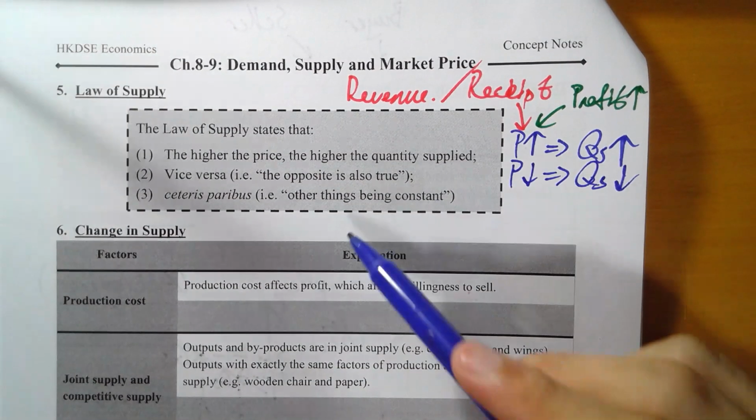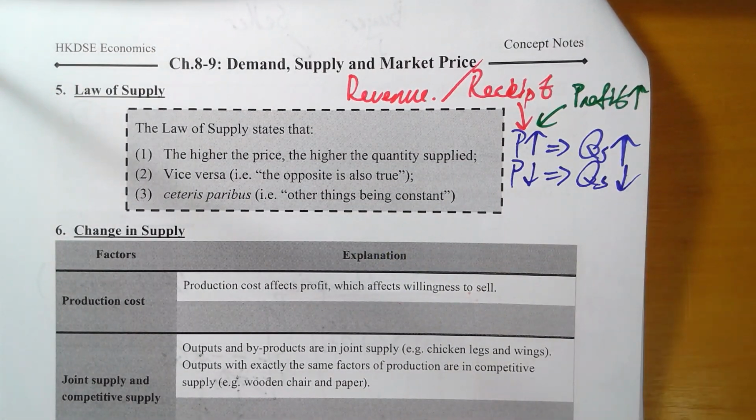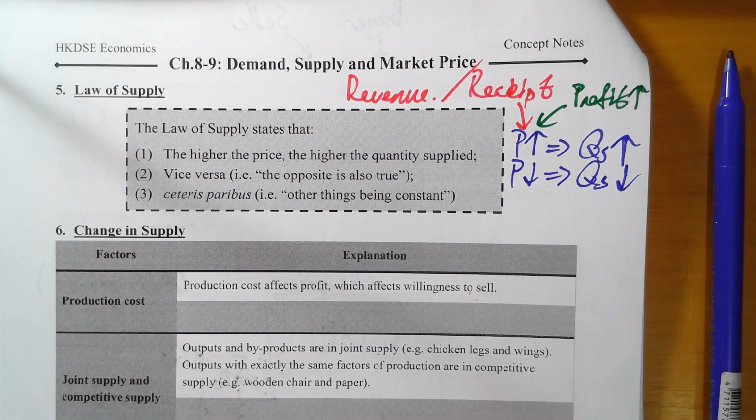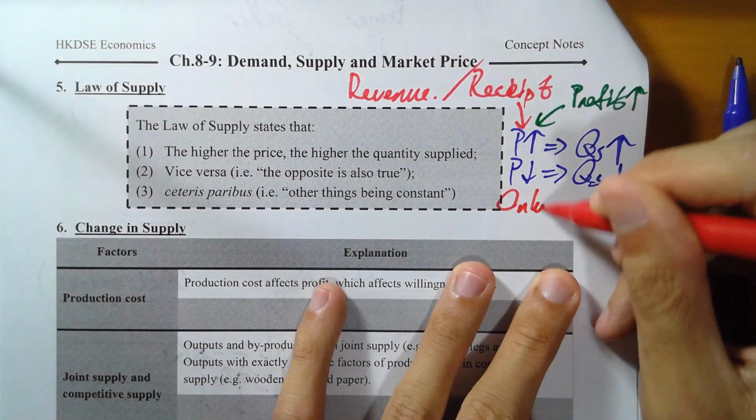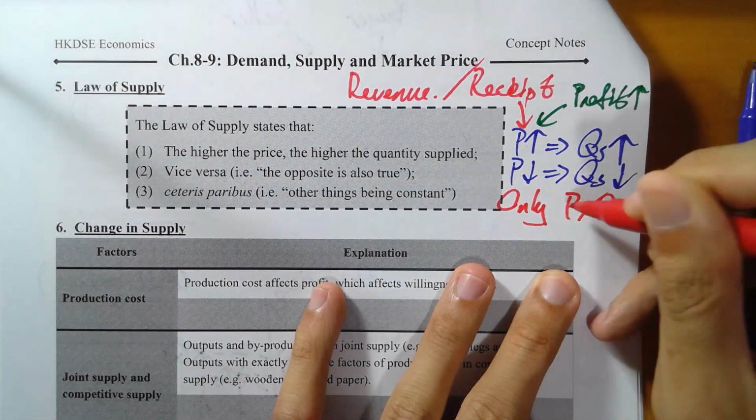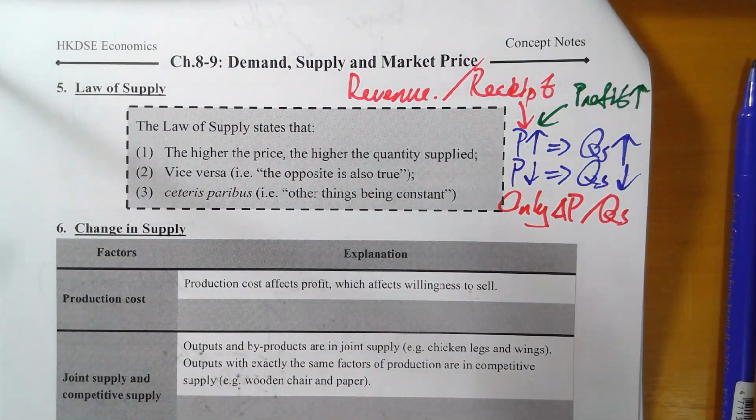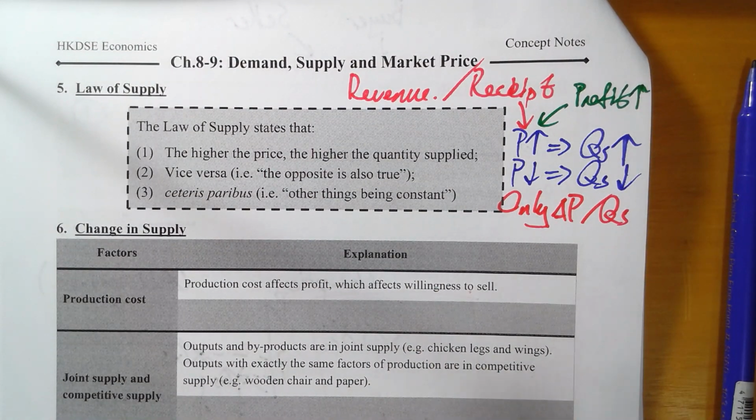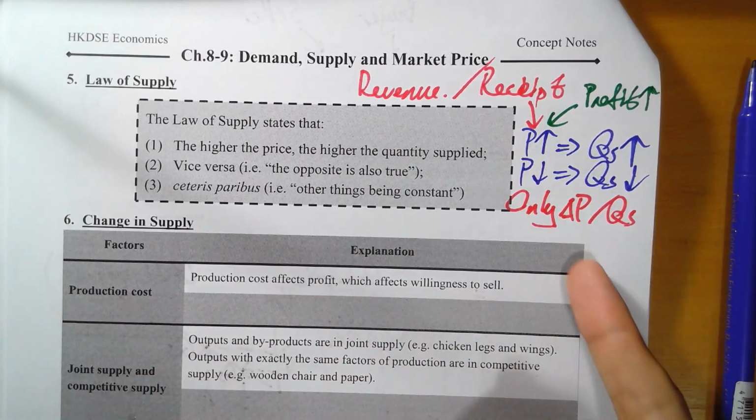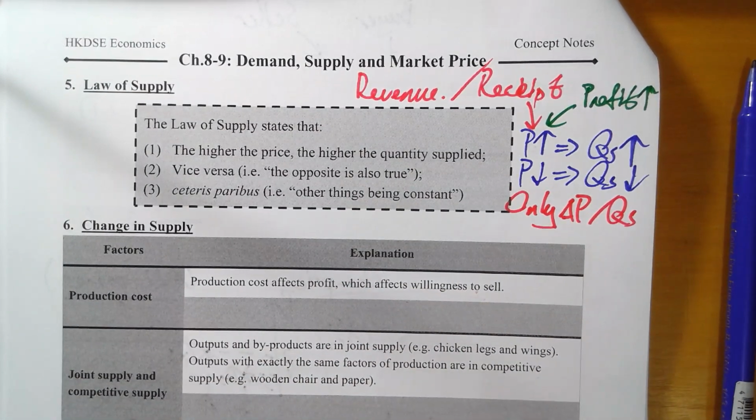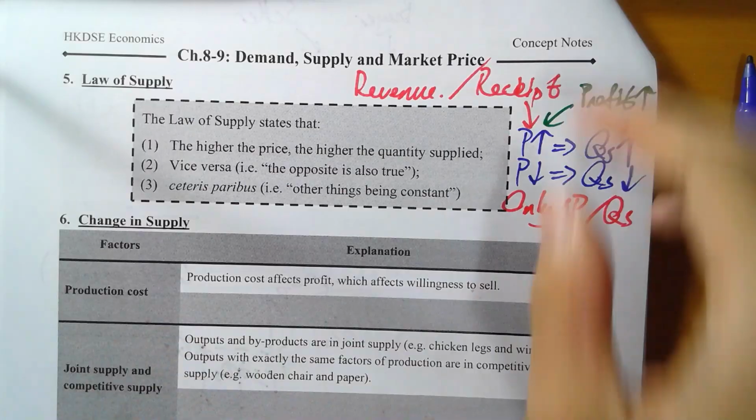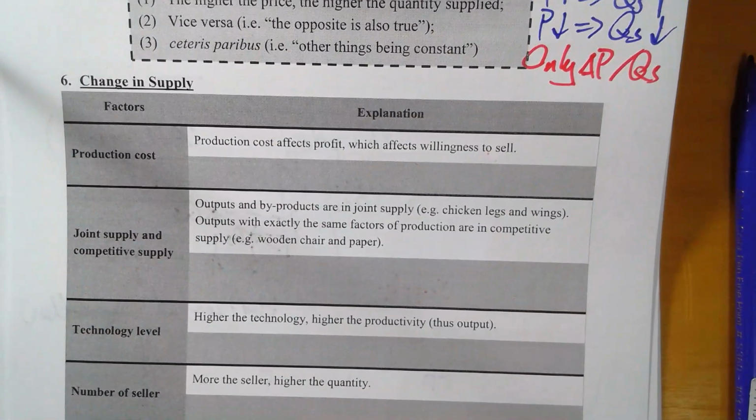Other things being constant, 記住啦。In the law of supply, only price and QS can change. When things other than price or QS change, for example production cost, that would not be the law of supply, but a change in supply. In that case, the law of supply would become inapplicable. 好嘛？呢個我唔再多講啦。Now, let's finish the final section of this video about change in supply.